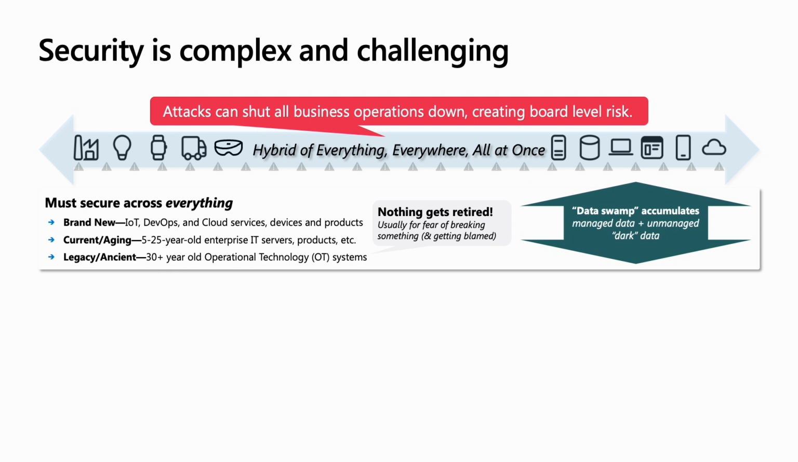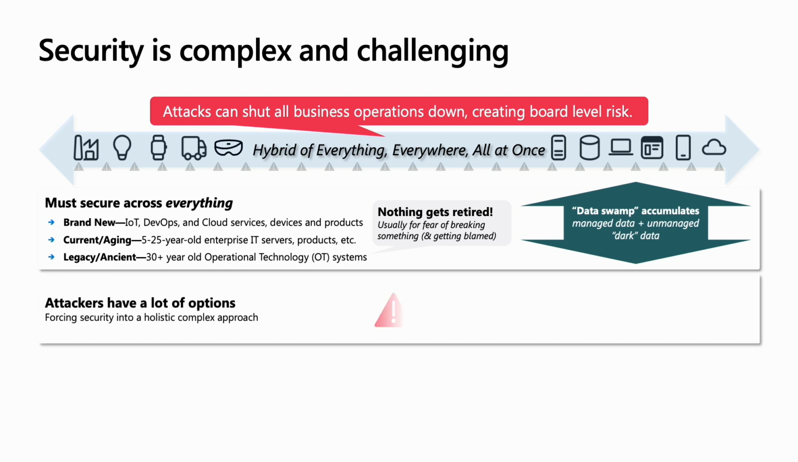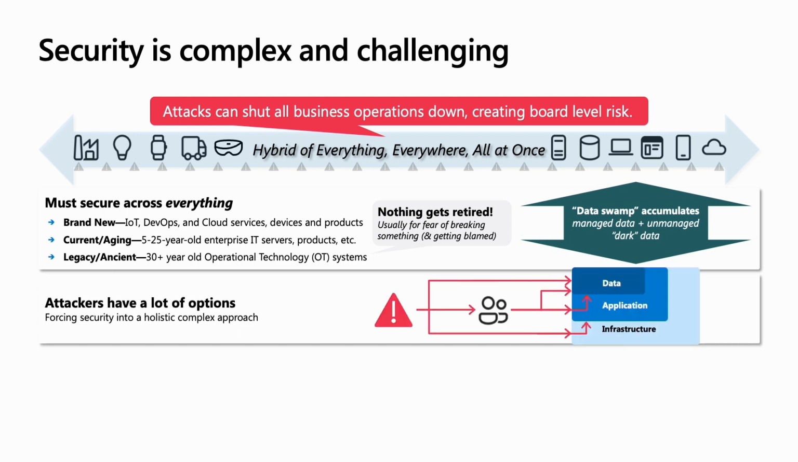Some of it's managed, some of it's unmanaged, some of it's dark data, but there's all these different things there. And the attackers have a lot of options, right? They can go straight for the data. They can go straight for the applications. They can go through a user to try to get the user to give them access to the data, to the applications. They can go through the infrastructure to get to the data, to get to the applications. They have a lot of choices. And so security is very, very difficult in that respect, as you have to defend against all those paths in some form or fashion.